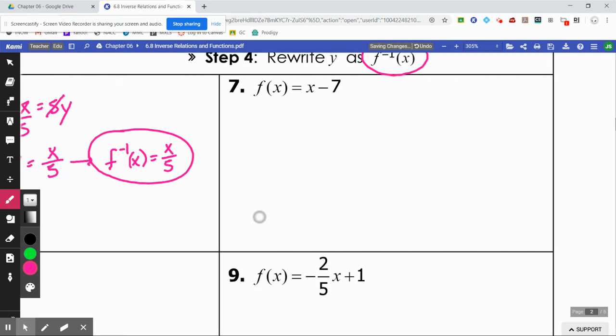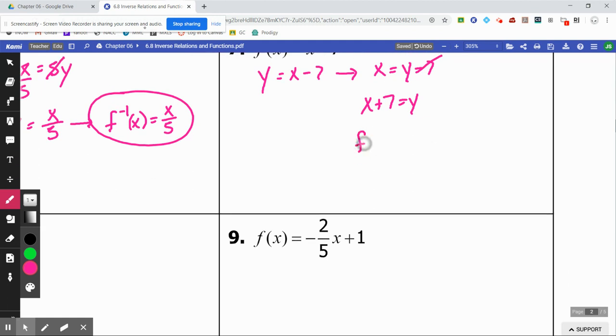Number 7, you have y equals x minus 7. So its inverse would be x equals y minus 7. All you have to do to get y by itself is to move the 7 over. It gives you x plus 7 is equal to y. And you can now replace y with f inverse. So f inverse of x would now be x plus 7.